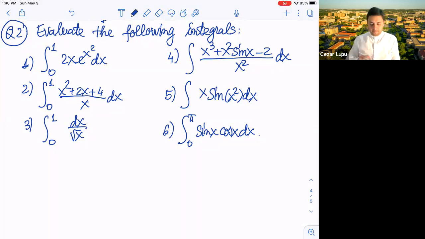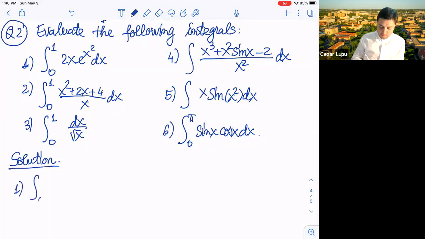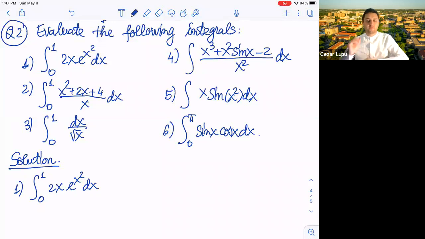All right, let's see a couple of ideas. So how would you do the first one? The first one is the integral from 0 to 1 of 2x e to the power x squared dx. You see, you have the product of two functions inside. It will be a little bit complicated to find an antiderivative of that function, which is the product of other two functions. But maybe there is another way of doing this. So how would you approach this one?